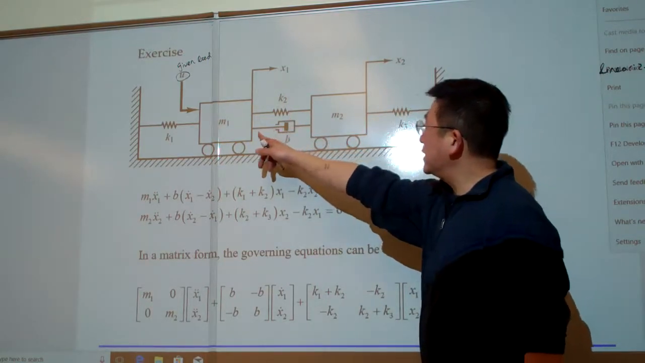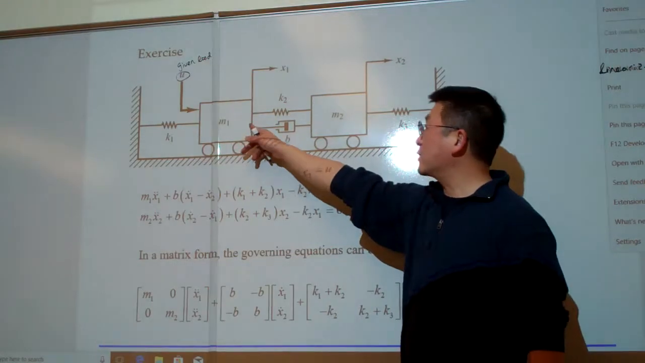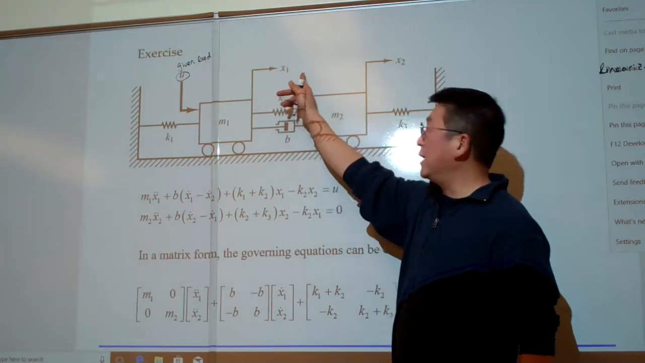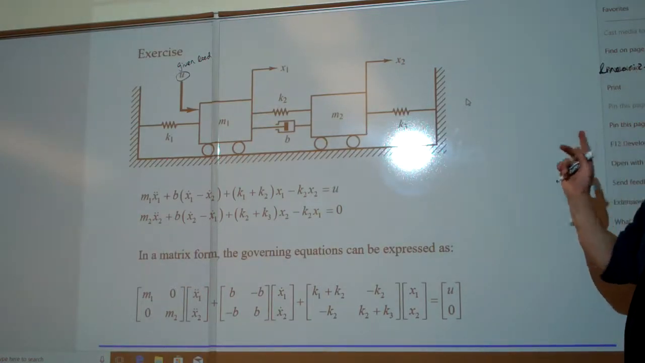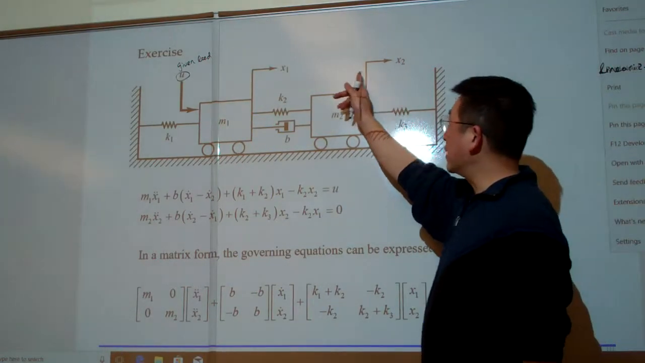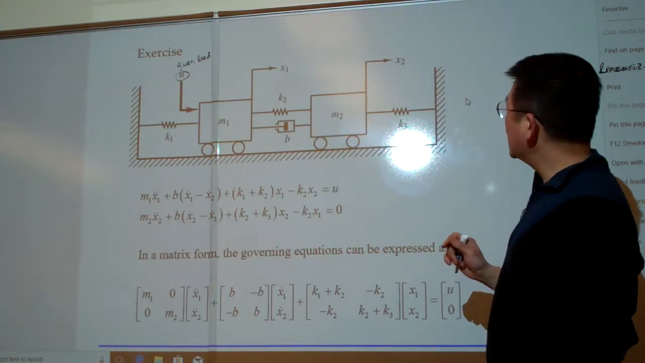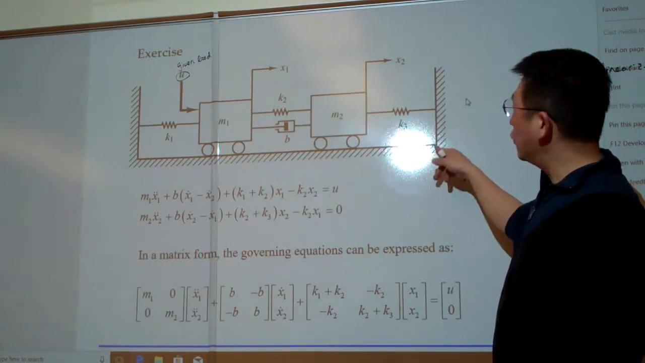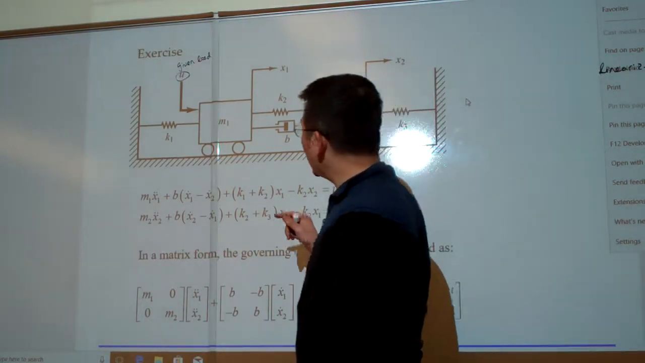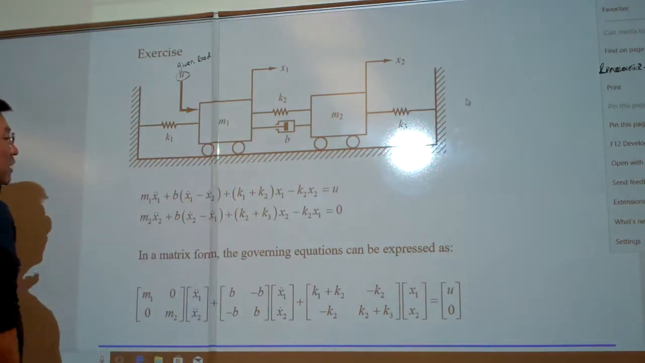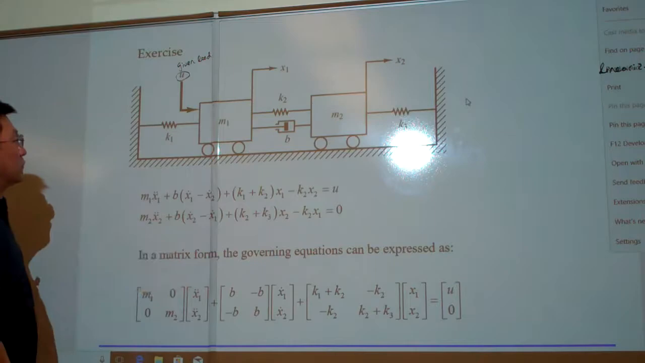And here we have two mass blocks. For each mass block, we assign a degree of freedom, x1 and x2. So this is called a two degree of freedom system, because here we have two degrees of freedom. And this is a wall. So the modeling can be done like this. First, we simply take the free body diagram on each individual mass. Let me take this one first.